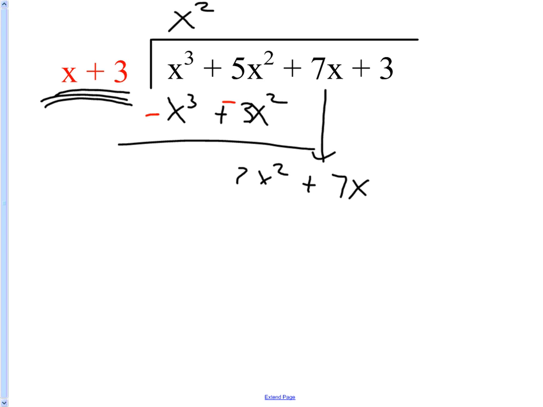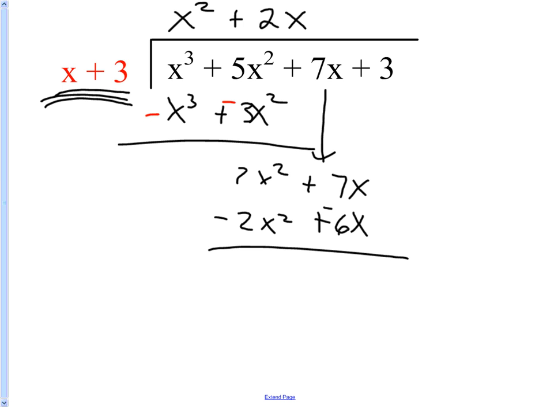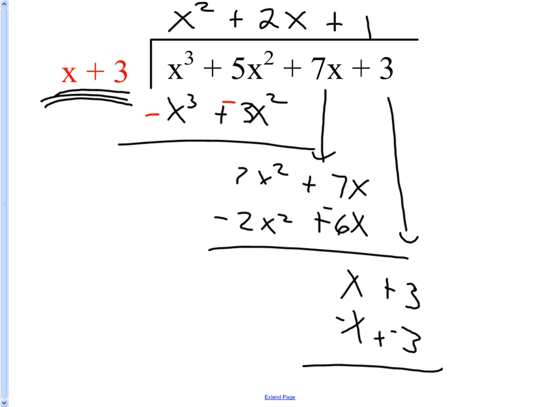And I say I need a 2x here to make 2x times x make 2x squared. And the 2x times the 3 makes 6x. Change, that leaves 1x left. And then I bring down the plus 3. And then I can just say plus 1. And 1 times x is x, 1 times 3 is 3. Change the signs. And I have nothing left. So there is my answer.